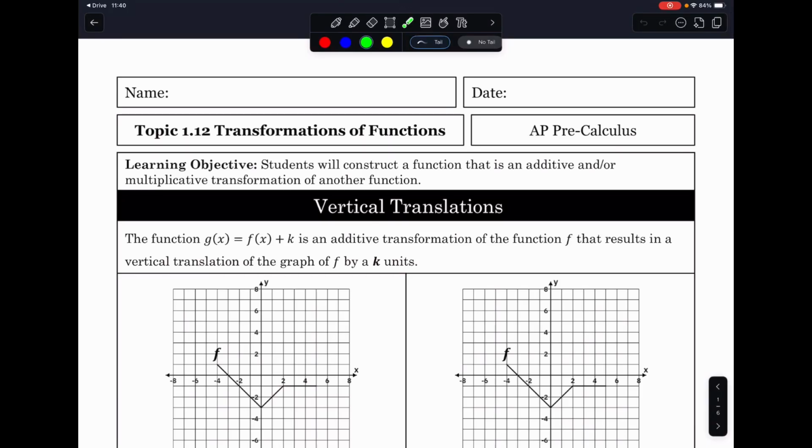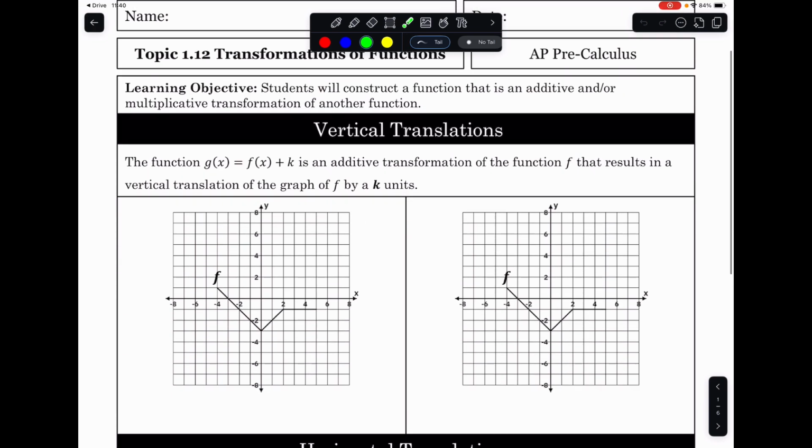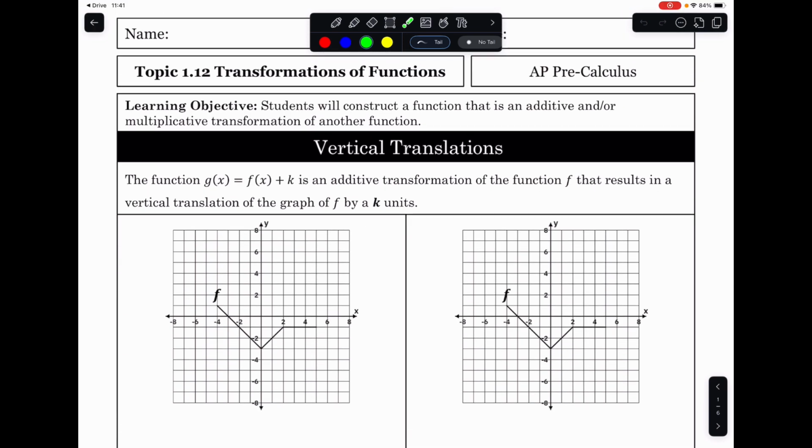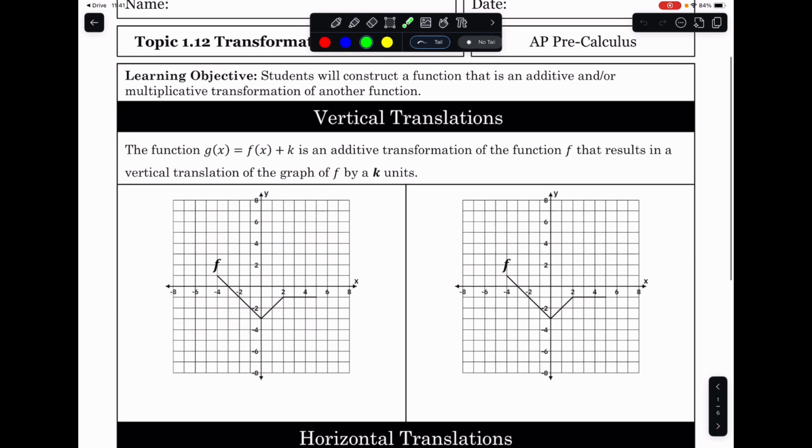Hello class. In topic 1.12, transformation of functions, you will learn how to construct a function that is the additive and/or multiplicative transformation of another function, meaning that we're going to simply slide something up and down, left and right, or make it wider or skinnier, either horizontally or vertically. And we're going to go over the different notations so we can distinguish what does what.